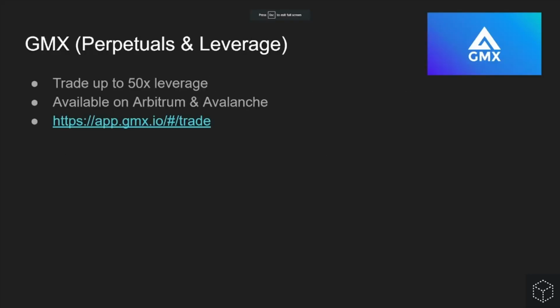And I think the next one we'll come to is GMX for perpetuals and leverage. And as you'll see, I really like the interface on GMX. I think that's probably why it's taken off so much lately. And of course, it allows you to trade up to 50x leverage, which is higher than Perpetual and dYdX. So this is uniquely available as well on Arbitrum and Avalanche, whereas the other ones were Optimism and Ethereum.